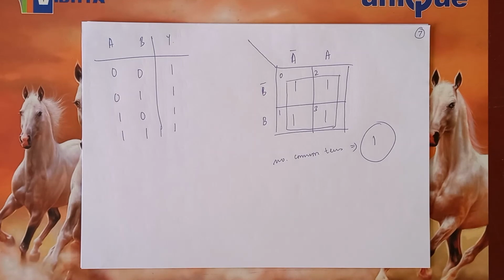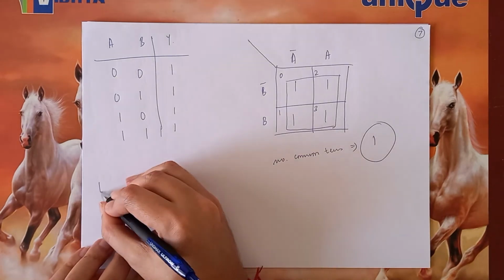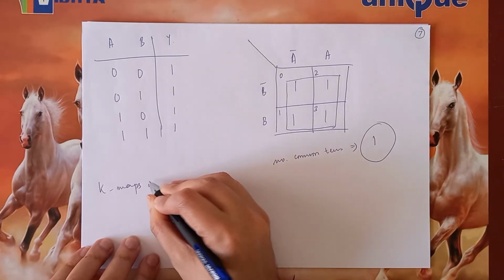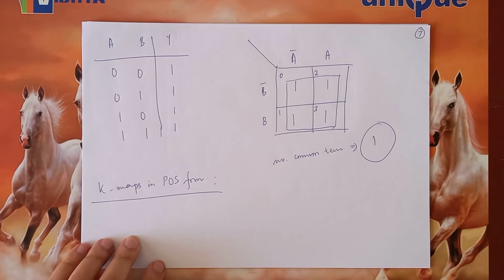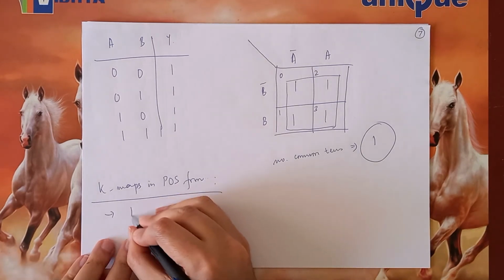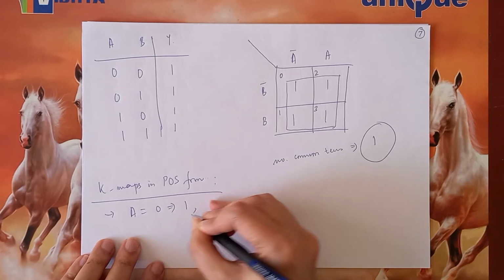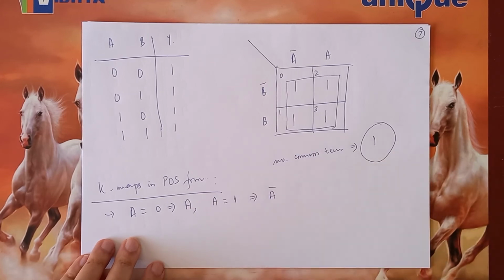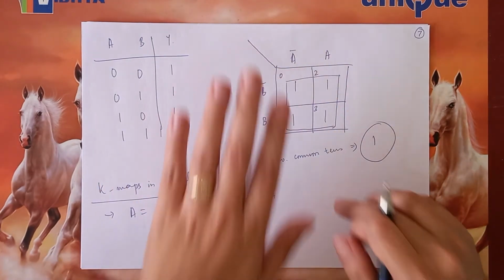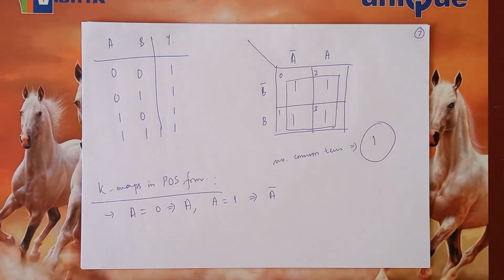Let us now very quickly take a look at how to use a simple K-map in the POS form. The underlying principles remain exactly the same, except that now A equal to 0 indicates A and A equal to 1 indicates A bar, and like that. And secondly, we have to now make groups of 0. But the same rules apply. You can make groups of zeros in either vertical neighbors or horizontal neighbors.